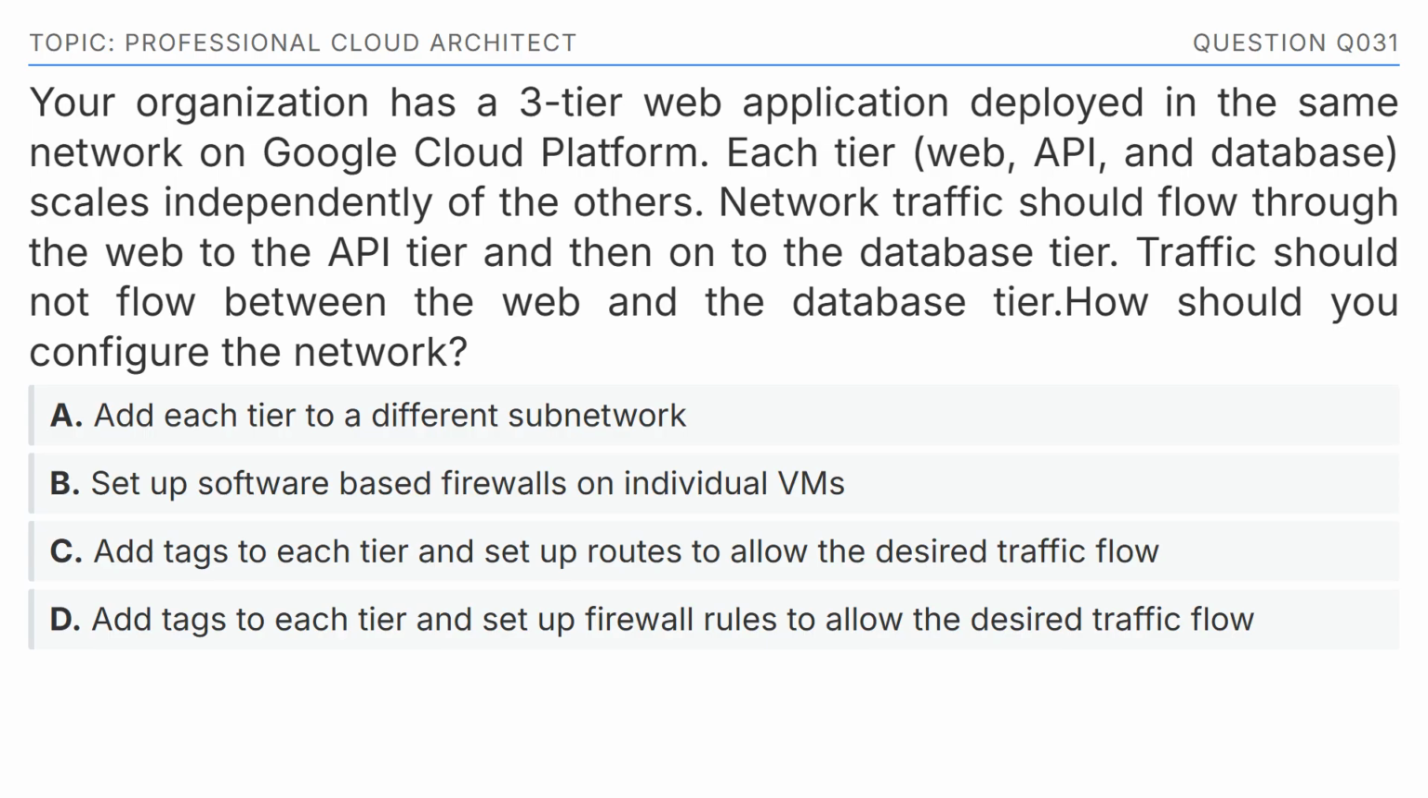The options are: Option A, add each tier to a different subnetwork. Option B, set up software-based firewalls on individual VMs. Option C, add tags to each tier and set up routes to allow the desired traffic flow. Option D, add tags to each tier and set up firewall rules to allow the desired traffic flow.